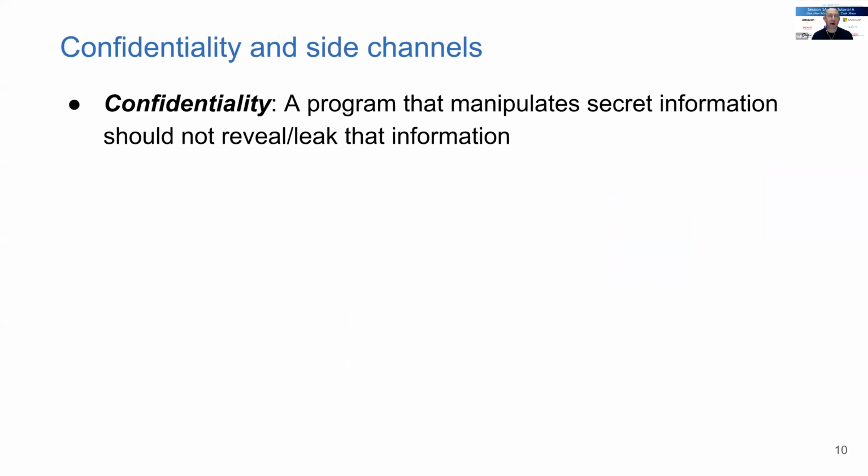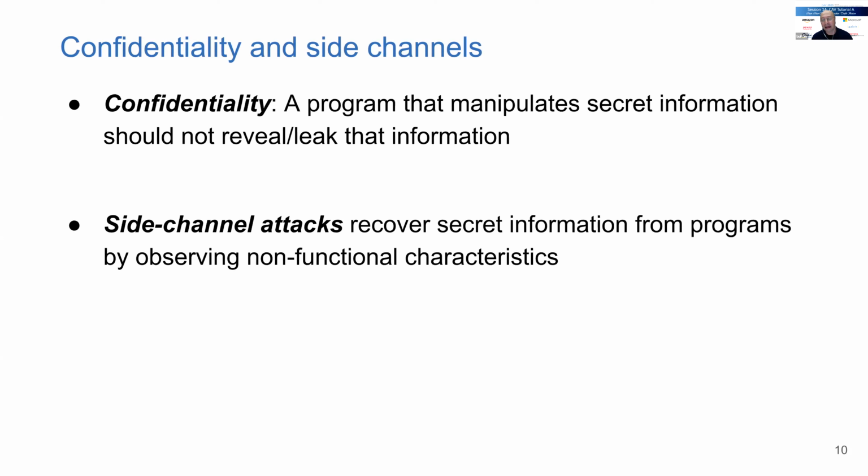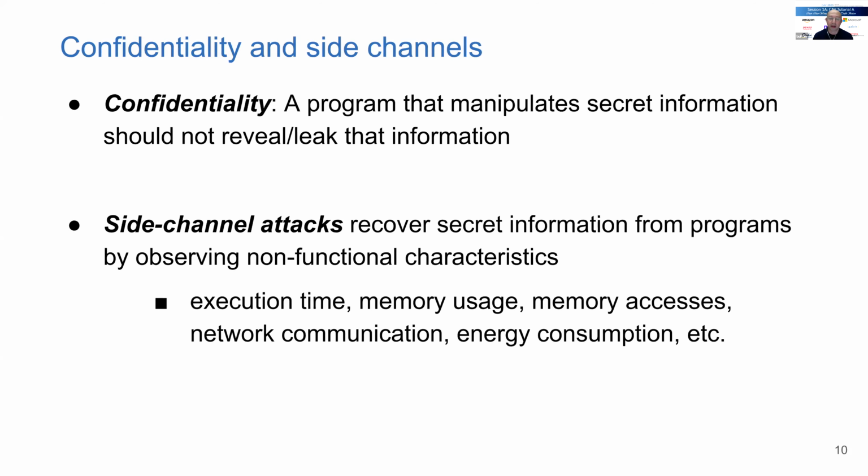So what are side channels? The first thing is that side channels are about confidentiality. A program that manipulates secret information should not reveal that information. That is what you expect. But side channel attacks recover secret information from programs by observing non-functional characteristics. For example, execution time, memory usage, memory accesses, energy consumption, even network communication can leak information. And so these are the side channel attacks. They look at that kind of characteristic of the program, and then try to infer information about the secrets.